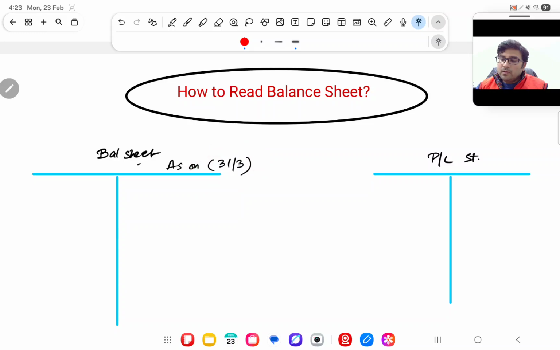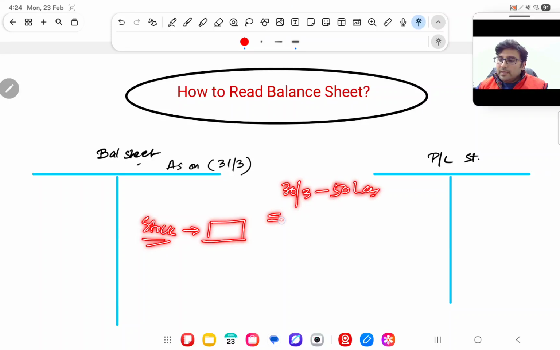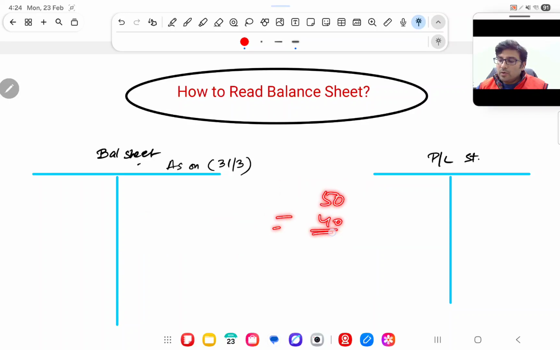So let's say if you are preparing on 31st March 2025, whatever stock was there in hand, that will be reported in the balance sheet. Let's say on 30th March, stock was 50 lakhs, but in a single day they have dispatched more than 40 lakh goods. So the stock will come here as 10 lakhs balance, because out of 50 lakhs, 40 is sold in a day. By the time 31st March came, now stock is only 10 lakhs.